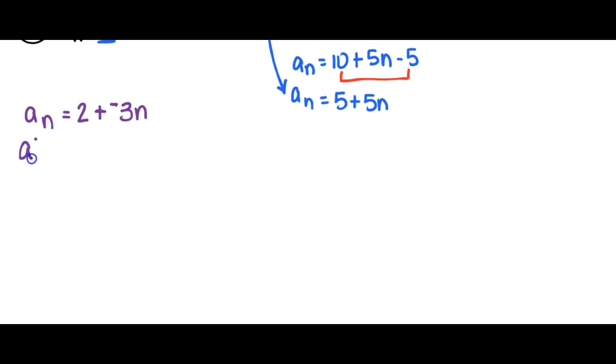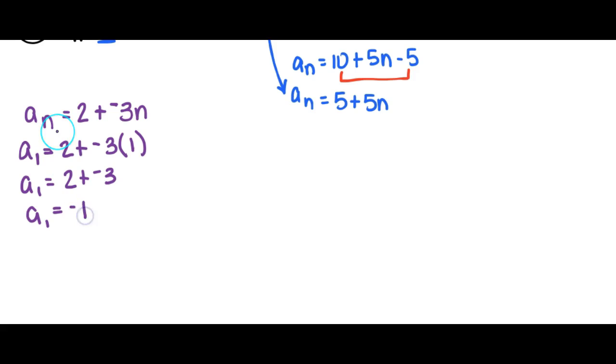So to do that, I'm just going to replace n with 1. So 2 plus negative 3 times 1. So the first term of our sequence would be 2 plus negative 3. A sub 1 equals negative 1. So the first term of our sequence is really negative 1. So we're going to use that information. So I want this piece. And we're also going to need this part, because our common difference hasn't changed. Nothing happened to it. It didn't need to be combined with anything. So I'm going to need that in order to write my recursive.